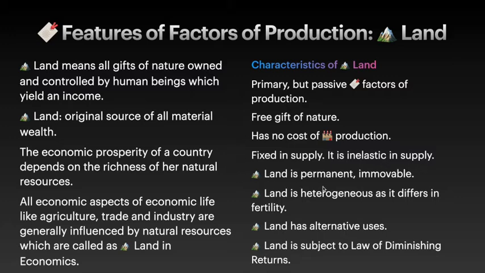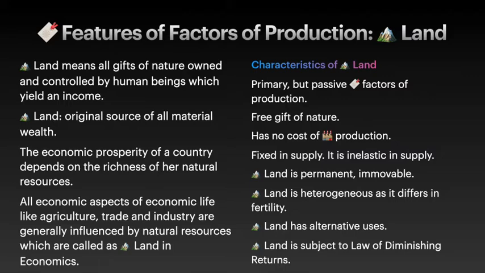Land is permanent and is also immovable. Land is heterogeneous, which means different areas of land differ in their fertility. Land has alternative uses, and finally land is subject to the law of diminishing returns.